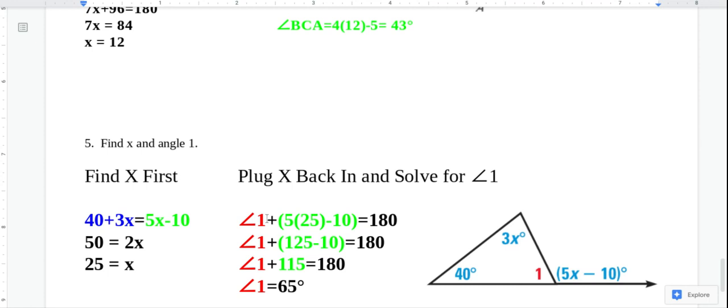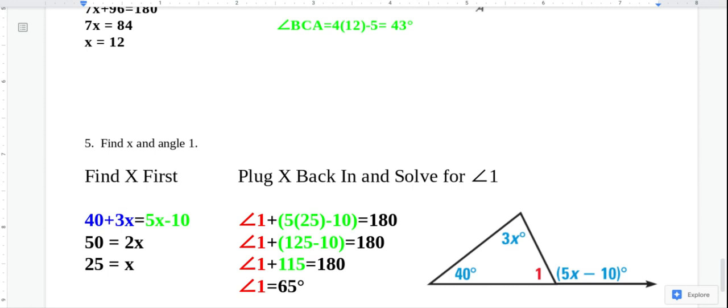So we have angle 1 plus 5x minus 10 equals 180. So I plugged in 25 for x. So that gives me 5 times 25, which is 125, minus 10. So angle 1 plus 125 minus 10 equals 180. 125 minus 10 is 115. And then we need to subtract the 115 over to the other side. So subtract that from 180, and we're left with 65. So angle 1 equals 65 degrees.